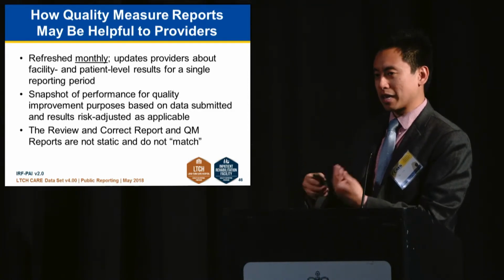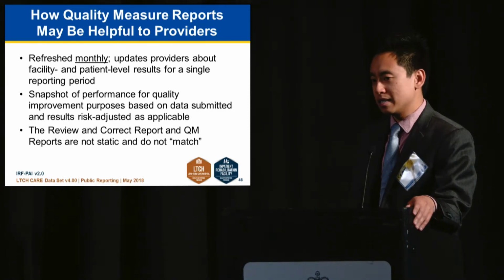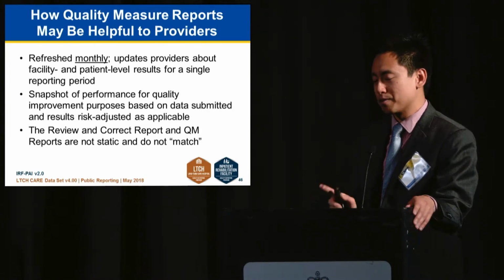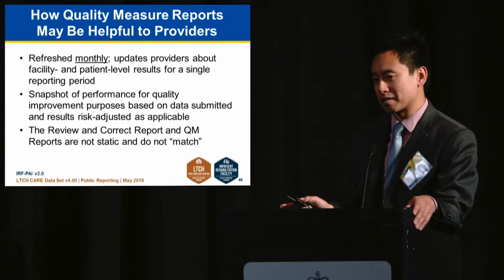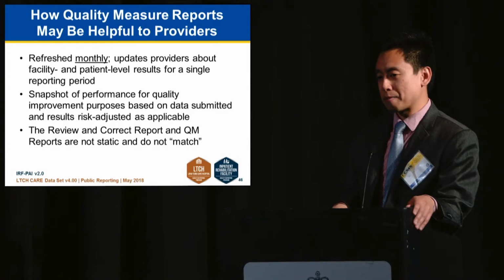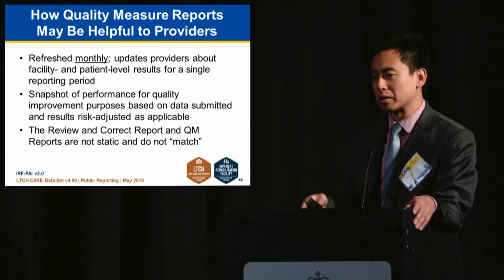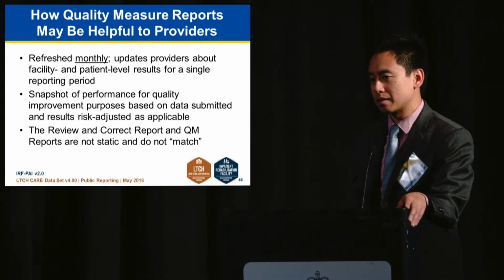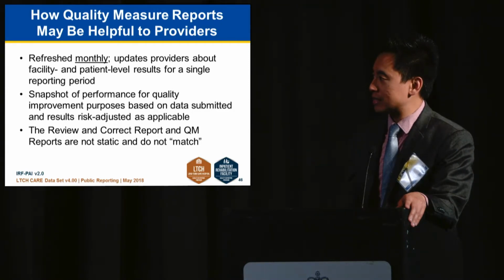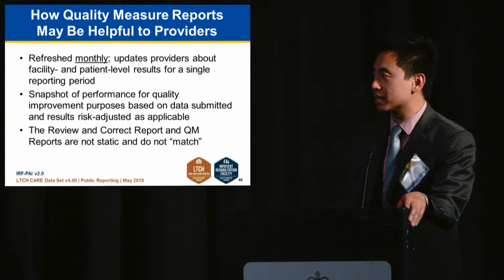So it's slightly more real time than the review and correct reports. You'll be able to see the data for this quarter a little bit early, and that's usually available the first month after the beginning of the quarter. For quarter 2 2018 data, May 1st or May 2nd, I think, is the first day you're able to download this report end date. This is a snapshot of performance for quality improvement purposes based on data submitted, and then you also get the risk-adjusted results if applicable.